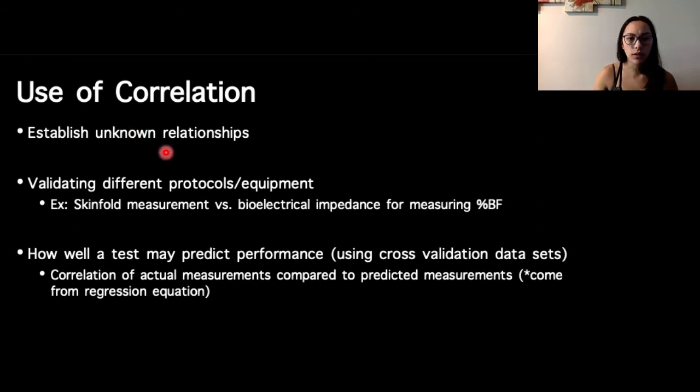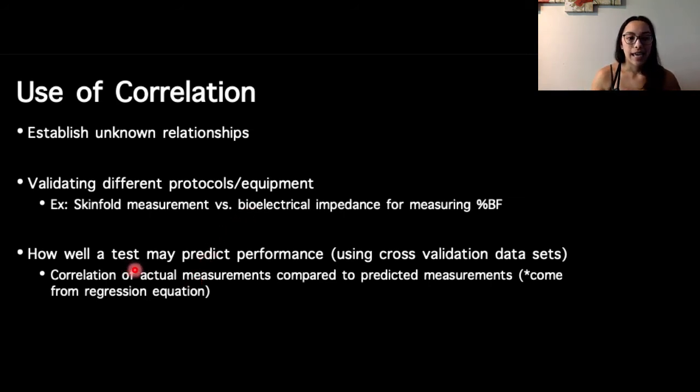So correlations can be really great as a part of foundational research to inform us on decisions we should make in cause and effect research. We can also use it to validate different protocols or equipment. So the example I give here is if we were measuring body composition or a person's percentage of body fat, and we use skin fold measurements versus bioelectrical impedance. The outcome that we actually get would be the percentage of body fat that a person has. And then we can use a correlation between those two measures to see how similar they are. Right? The more similar our outcomes are, the stronger the correlation.